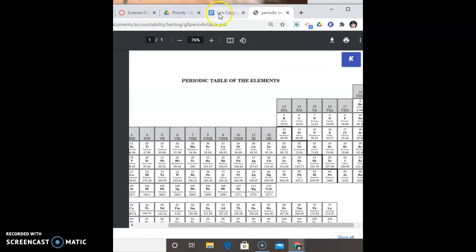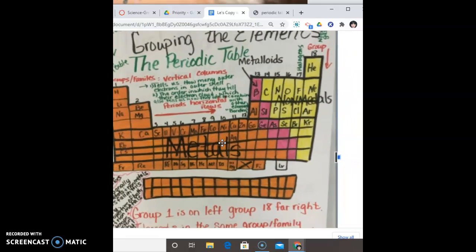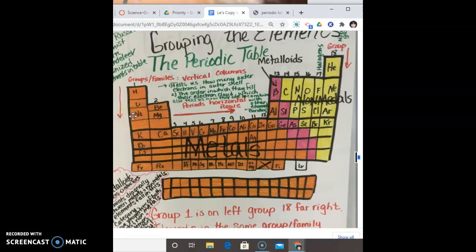Okay, so going back here, this is an anchor chart that I made for the periodic table. Now, obviously, it is not drawn to scale, but there are some important factors on here. Everything on here is important. So as I'm going over this, you're going to want to take notes on it.